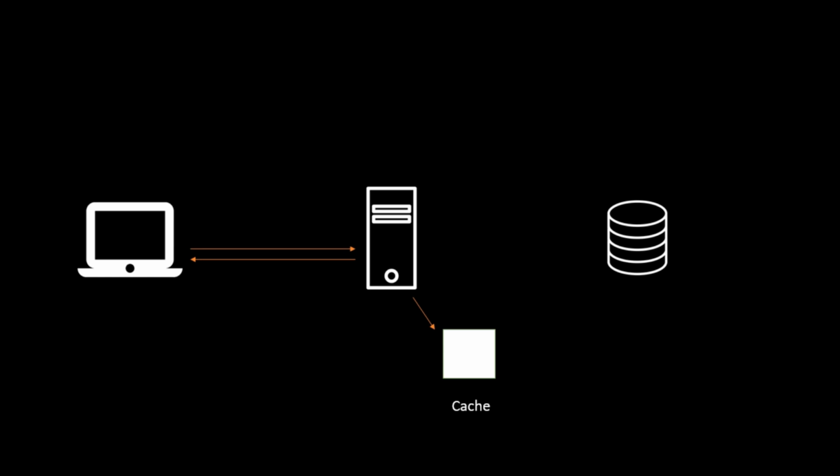Now, how do we decide which data entry from the cache is least likely to be requested in the future? There are some standard algorithms that we use for this purpose. These algorithms are known as cache eviction policies. Let's have a look at some of the common cache eviction policies.